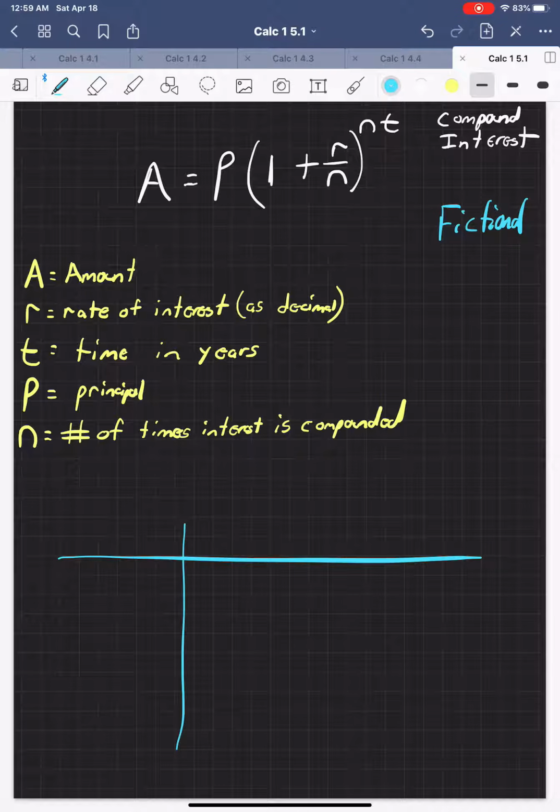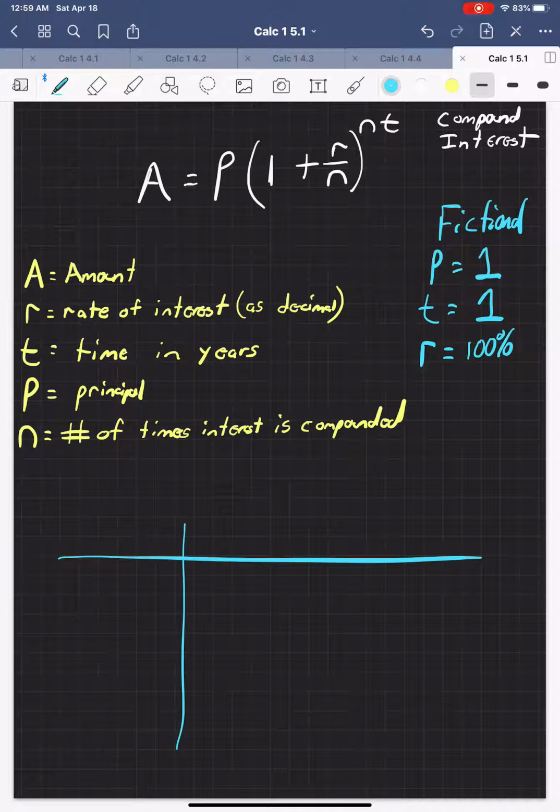Just a fictional example for this compound interest formula. Let's make things really simple. Let's let principal be $1, so P equals 1. Let's let T equal 1 year. And let's let R be 100% interest, like a loan shark, right? Or in other words, R is equal to 1. So I'm letting P equal 1, T equal 1, R equal 1. How would I rewrite my compound interest formula?